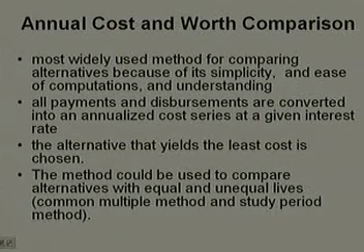Now, look at the last bulleted point. It says that the method could be used to compare alternatives with equal and unequal lives. Just now we have discussed the case for equal lives, because in both the alternatives you must have noticed that the life was 10 years. Now this method can also be used in situations where the alternatives have different lives.